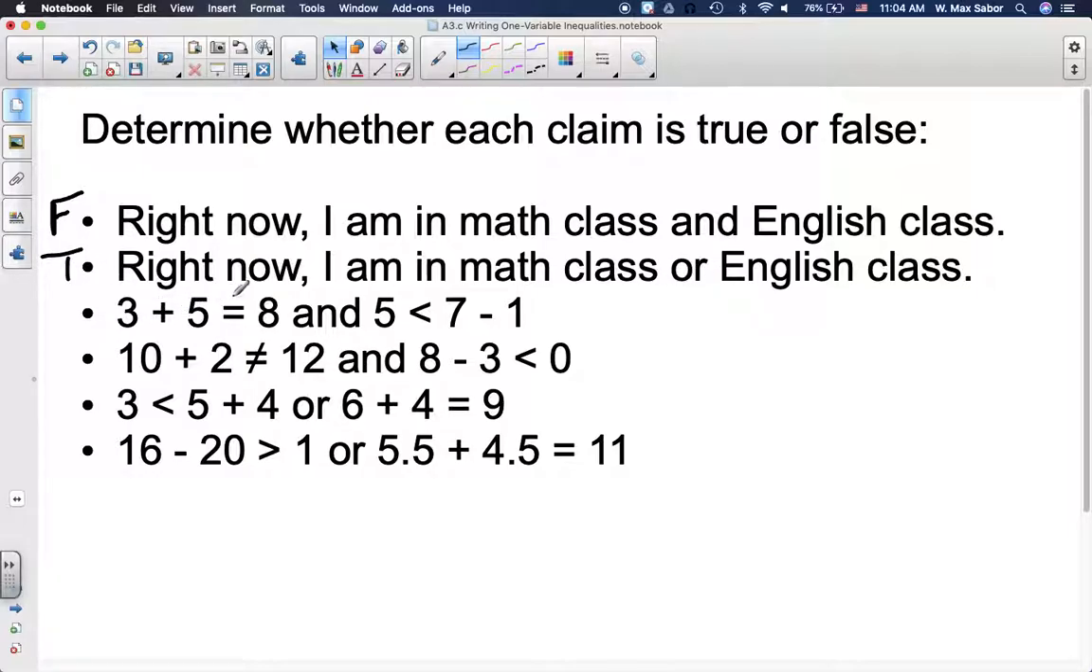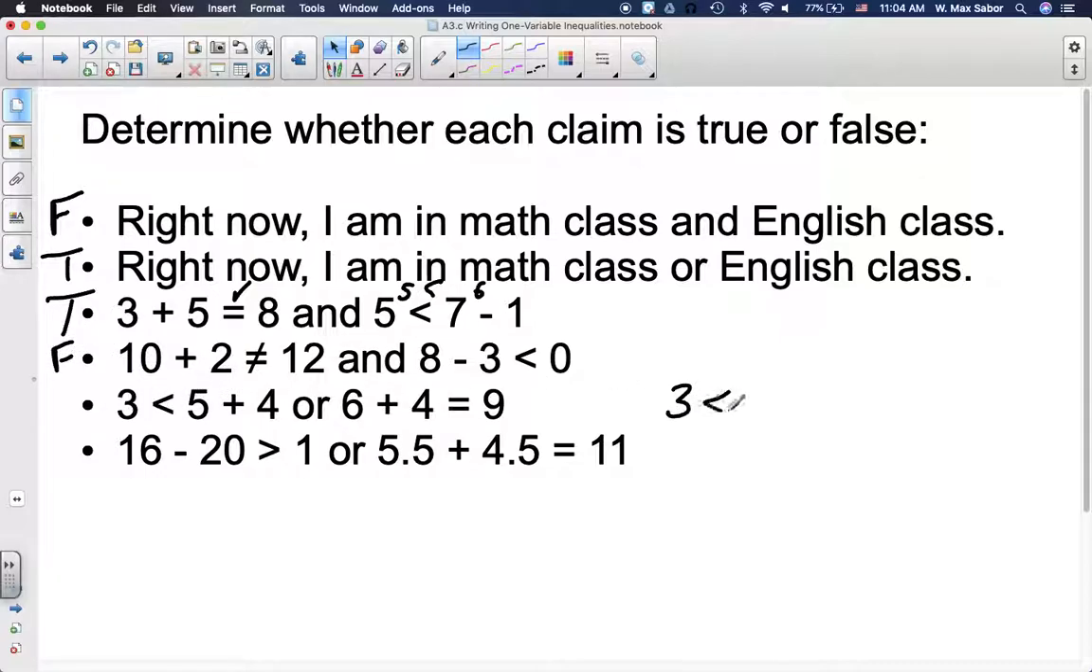3 plus 5 is 8. That's true. 7 minus 1 is 6. 5 is less than 6. So that's true. So overall, this statement is true. Is 10 plus 2 not equal to 12 and 8 minus 3 is less than 0? No, that's false. Both of those statements are false.